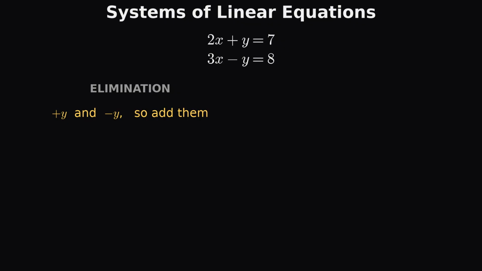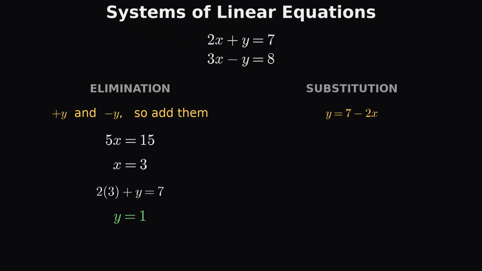Look at the y terms, plus 1y and minus 1y, opposite signs. So if you just add the 2 equations together, the y disappears on its own. 2x plus 3x is 5x. 7 plus 8 is 15. So 5x equals 15, and x is 3. Then put that back. 2 times 3 plus y equals 7.